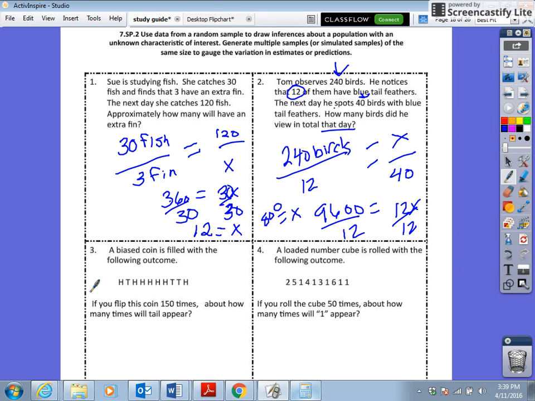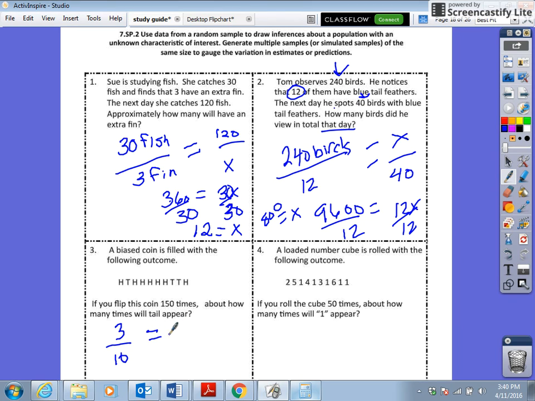Based on a coin flip, a biased coin is filled with the following outcome. HT, you can read. If you flip this coin 150 times, how many times will tails appear? So based on your experimental outcome, what will happen? So right now it says, let's see, tails. So 1, 2, 3. 3 of them were tails out of 1, 2, 3, 4, 5, 6, 7, 8, 9, 10. Okay? 3/10 of the time.